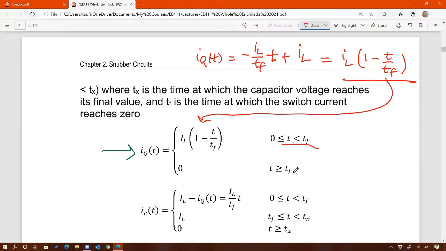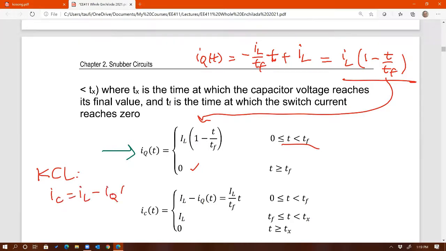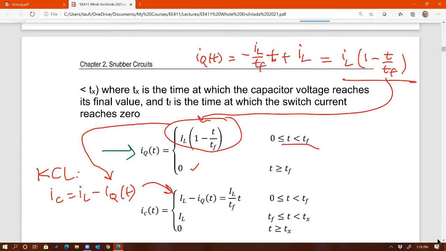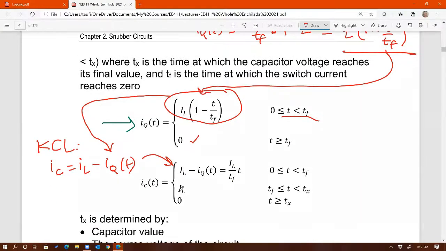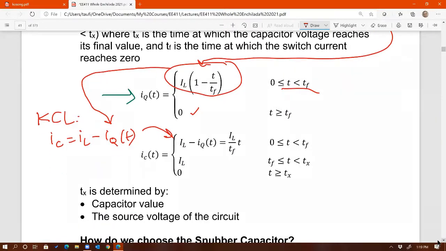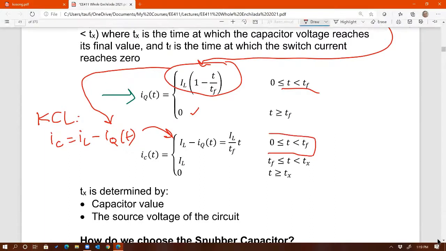And then we know that after TF, the current through the switch is 0. That's easy. So why is it important to know IQ? Well, because we know by KCL, IC is equal to IL minus IQ(t). So go ahead and plug this equation into here. You should get that equation right there, again only true from 0 to TF. And then the rest should be what you get there. Any questions? I'm only interested in the switching transition right there.